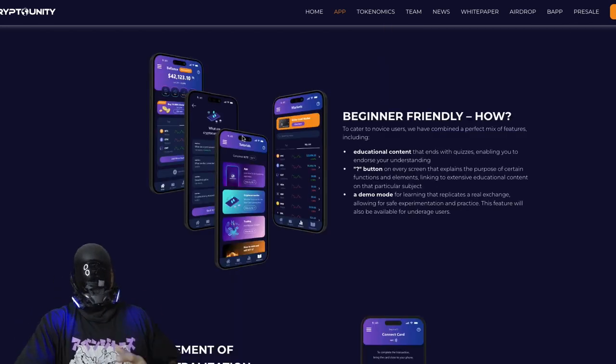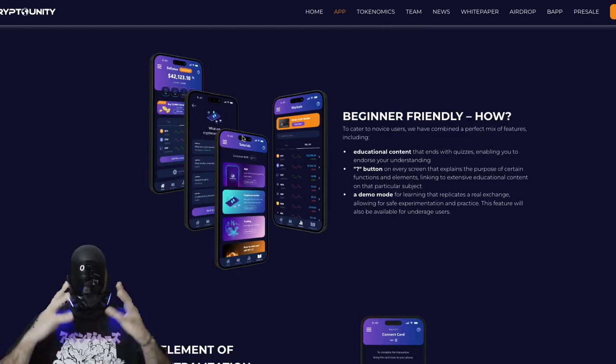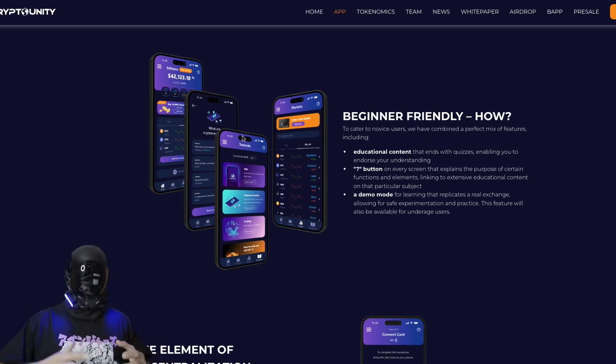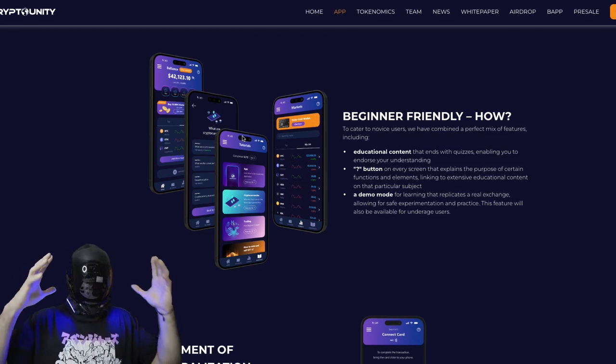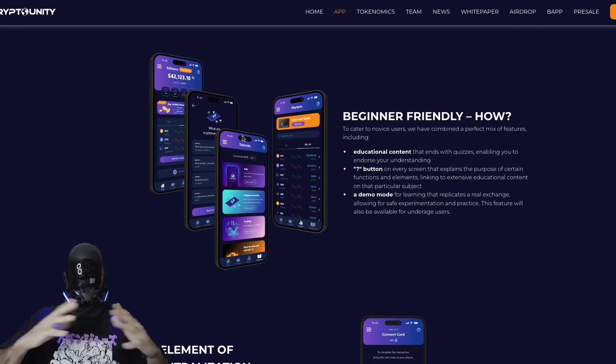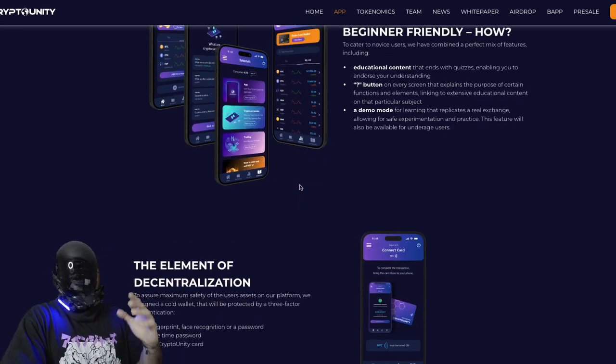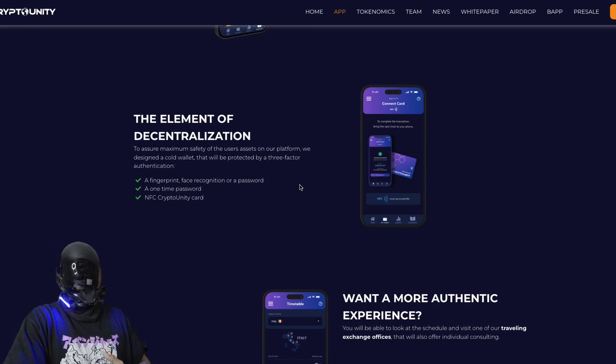So we talked a lot about the beginner-friendly mode. They're going to have the educational content, the question mark button at each side to teach you, a demo mode. So educational functions all over, all through the application, fully immersed throughout every function. We love that. That way if you have a question, you'll most likely be answered on the spot.